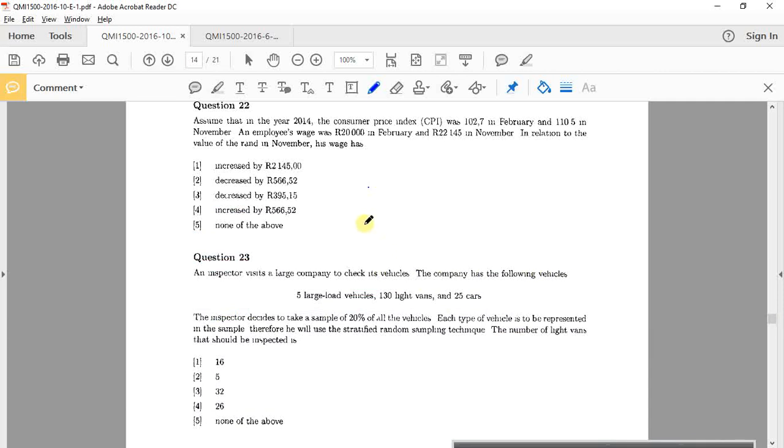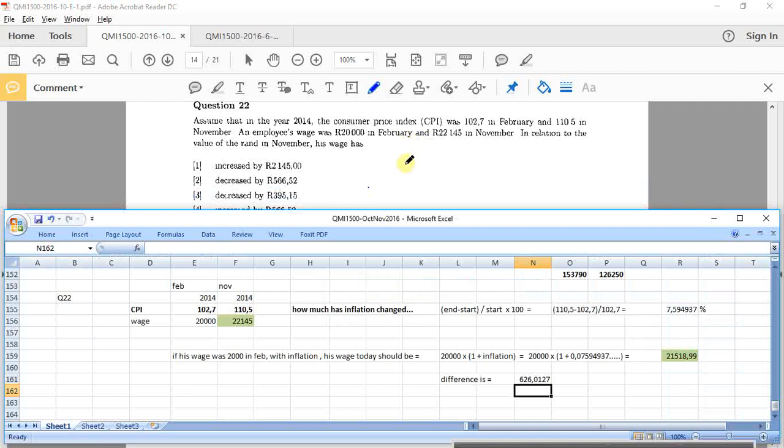So yeah, none of the above again. It's not there. 626. Well, I got a different answer and I still get option 5. That was just pure luck. Okay, so yeah, none of the above, not an option. The difference, that's the time value of money. So in relation to the value of the rand in November, his wage would have been increased by 626,01 rand.